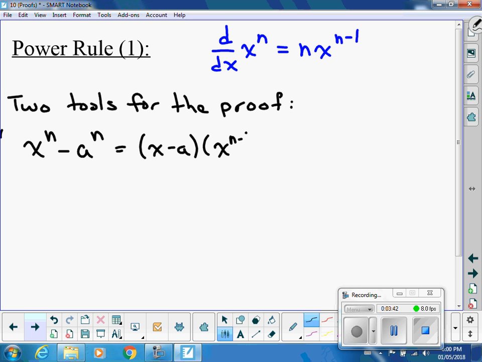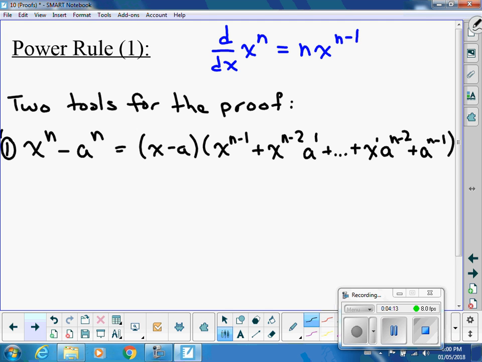So this would be x to the n minus 1 plus x to the n minus 2 times a to the power of 1, and so on, up to x times a to the n minus 2 plus a to the n minus 1. The powers of x would start at 1 less and count down. The powers of a would start at 0 and count up. So that's the first one we're going to make use of.